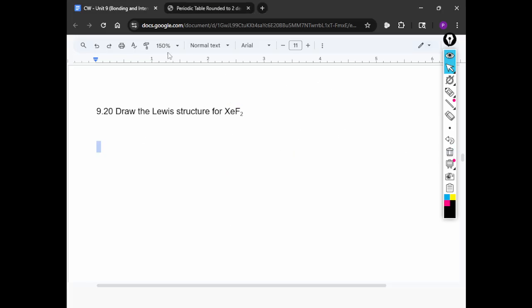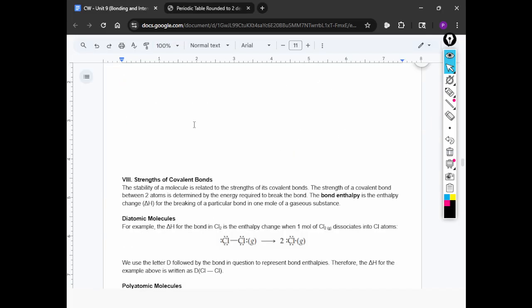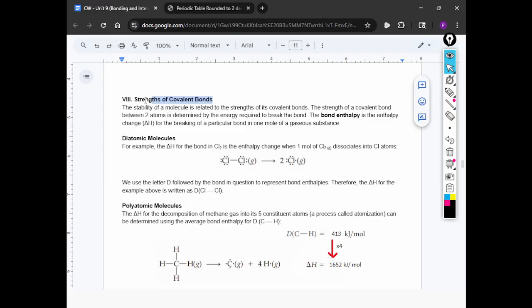All right, so let me zoom out real quick. So let's move on. So what I want you guys to do is title this next section, Strength of Covalent Bonds. So now we're going to actually start putting numbers to how strong these bonds are.